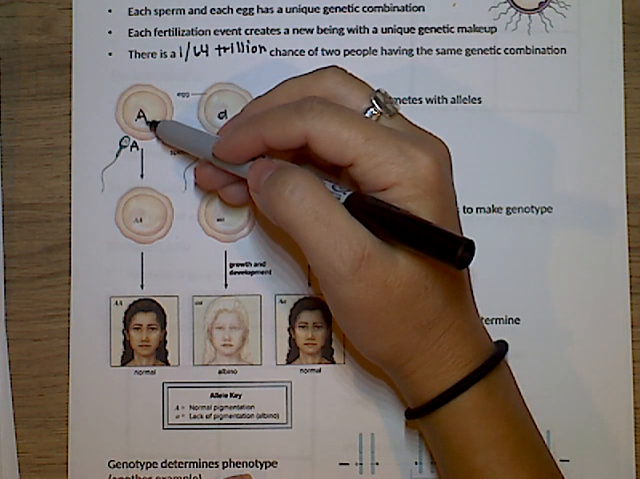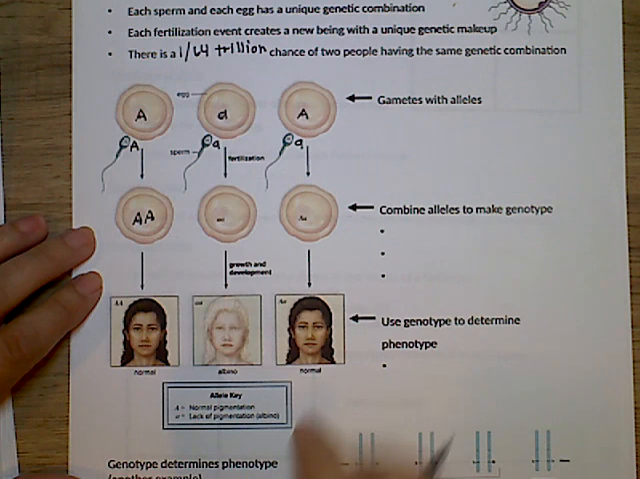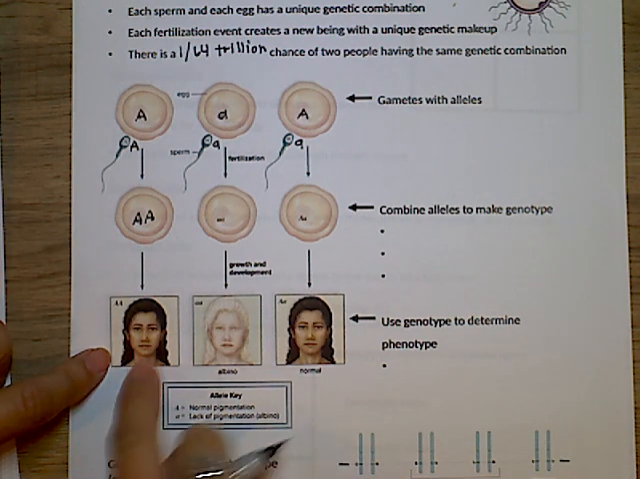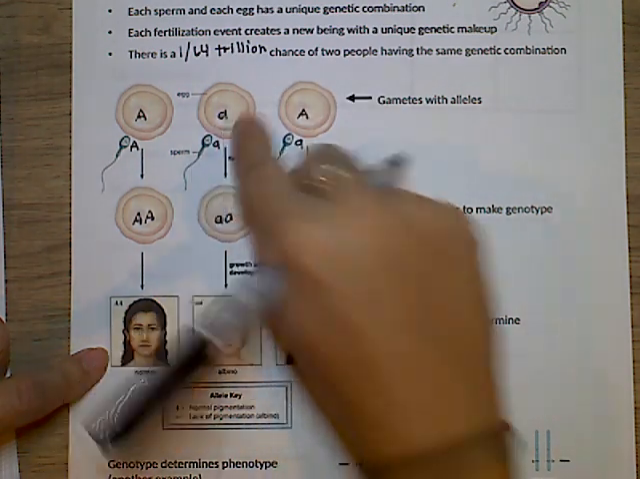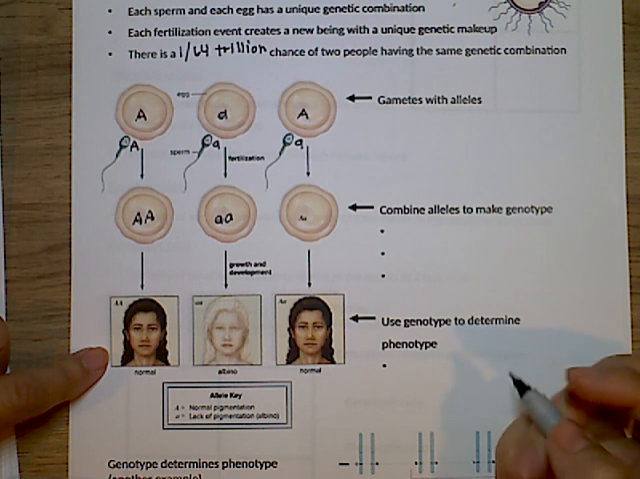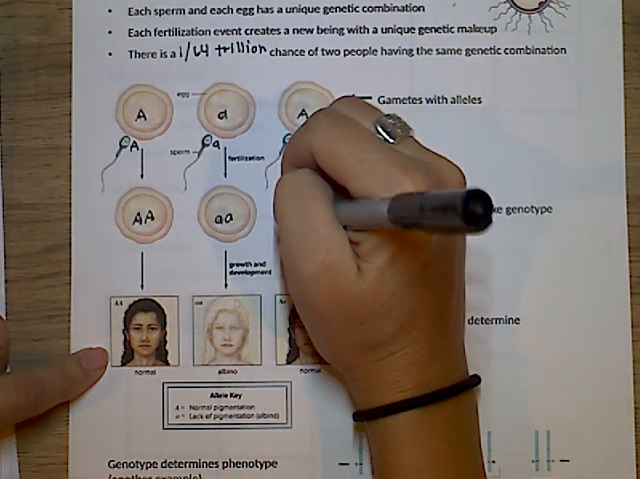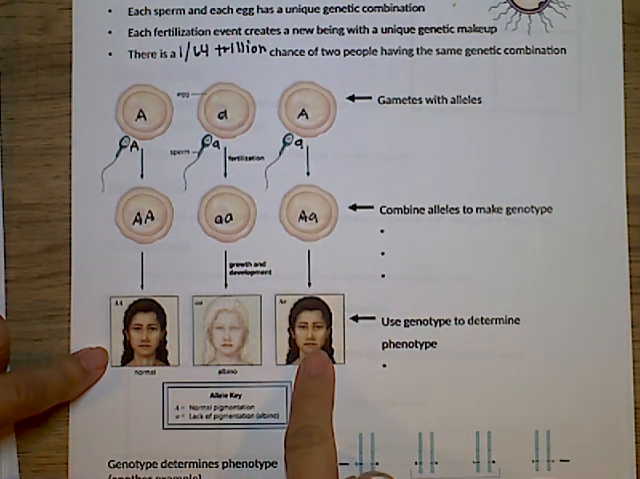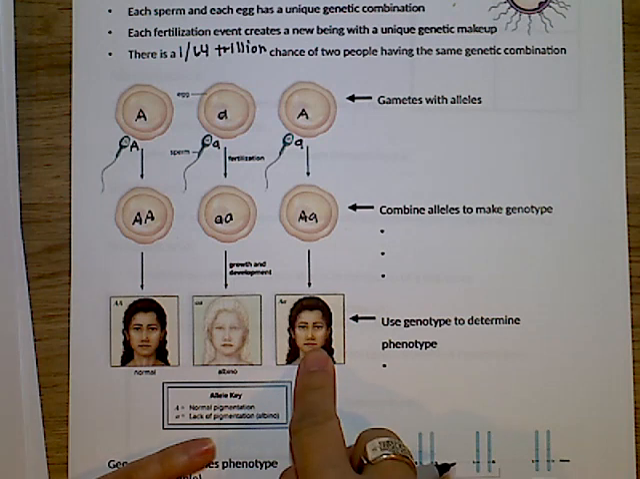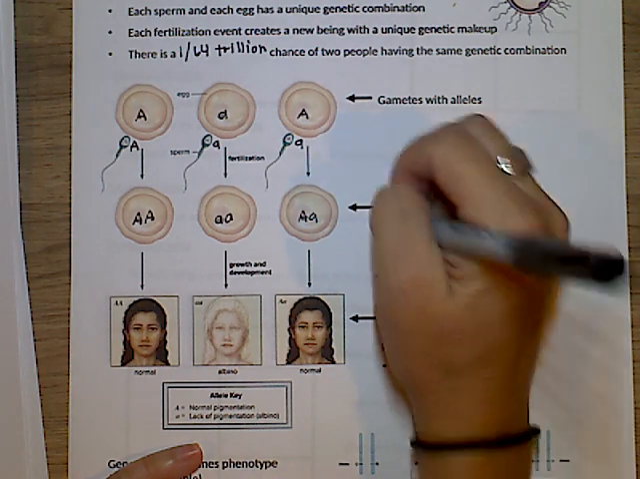So when fertilization occurs here, we get a genotype. This one would be big A, big A, so they would have normal pigmentation. This one, random chance that this sperm fertilizes this egg, but we happen to get two recessive alleles, which will result in albinism, so lack of pigmentation. And these two combined here give us big A, little a. This is going to mask that recessive allele, and we'd still have normal pigmentation. So we combine alleles to make the genotype.